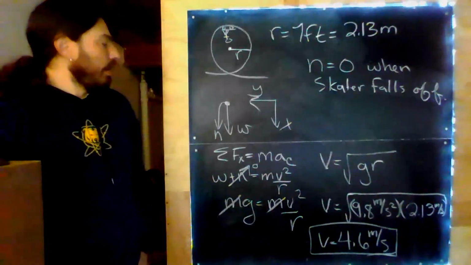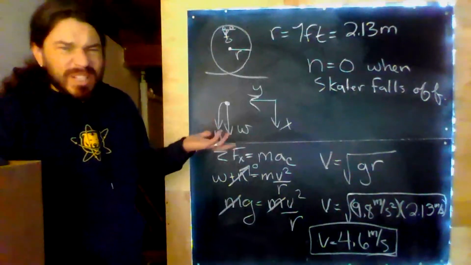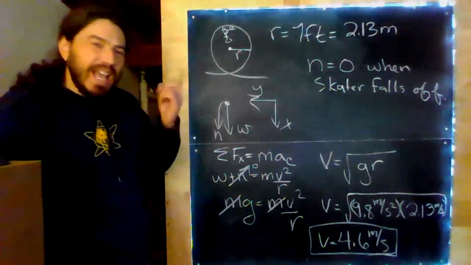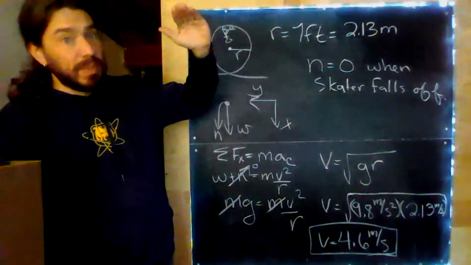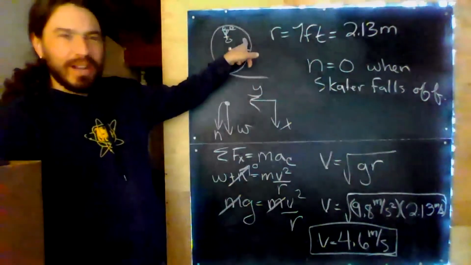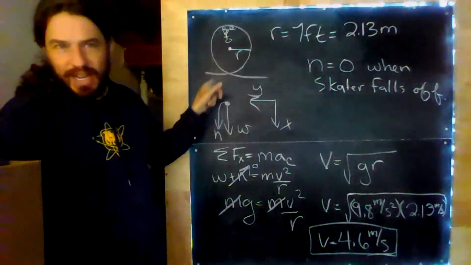A lot of times when I throw this problem out the first time, students will say, oh, well, the minimum speed is just 0, right? But imagine that he was stopped when he finally made it to the top. Ooh, just barely stopped. Wouldn't he have fallen off way back over here? He's got to have some speed in order to make it around.